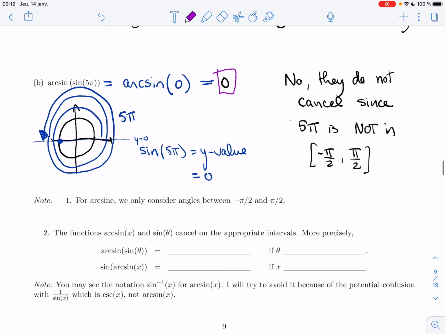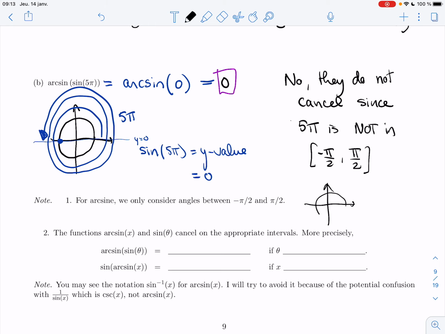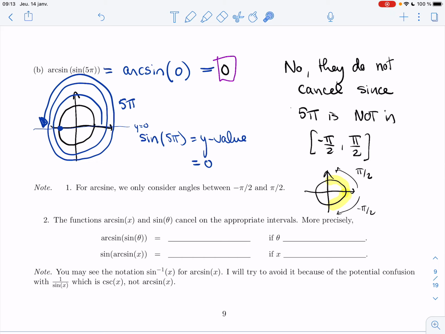All right, so let's write this down, and then we will move on to arctan. All right, so for arcsine, we only consider angles between minus pi on 2 and pi on 2. So in my trig circle, I'm only allowed to go from minus pi on 2 to pi on 2. So only the first and the fourth quadrant. Now the functions arcsine and sine cancel on the appropriate intervals. So this would give you theta if theta is in our interval, minus pi on 2 to pi on 2. Sine and arcsine would give you x. That's going to be true for the whole domain of arcsine, and that's minus 1 to 1.